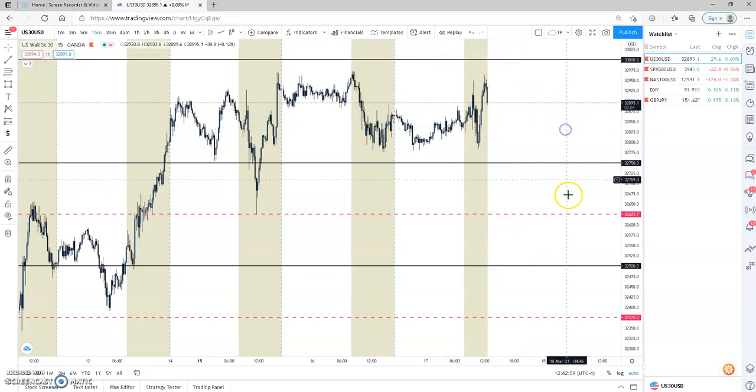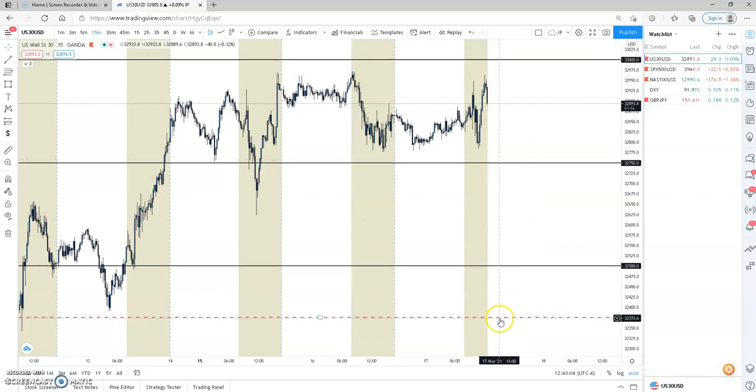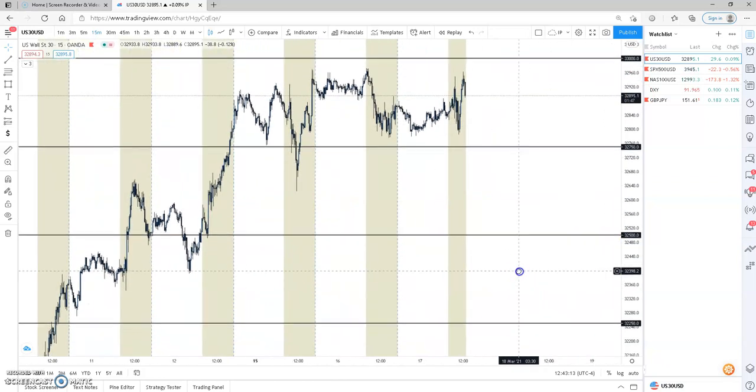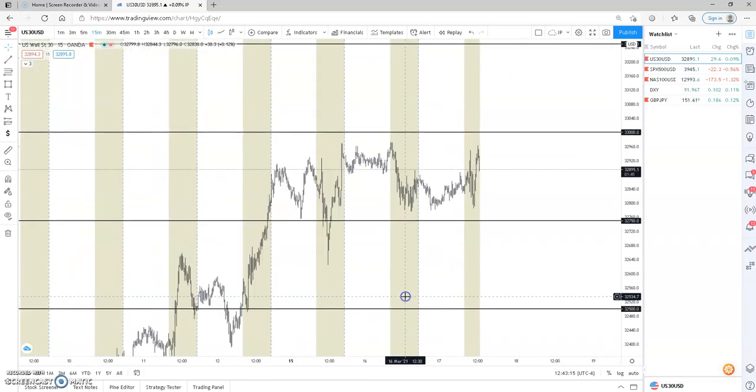So as you know, quarter points are every 250 points for Dow, every 25 points for SPX, and every 250 points for NASDAQ. So you got 32,750 right there, 33,000, 32,500, 32,250.